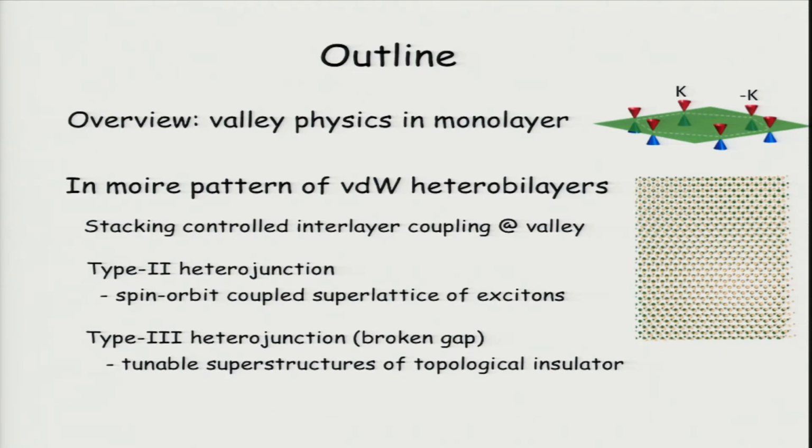So I will discuss two systems. One is when you have a type 2 heterojunction between the layers with a finite gap. In that case, I will discuss the quasi-particle of excitons, bound electron-hole pairs, and we have a spin-orbit coupled superlattice of excitons. You can also use an electric field to tune this band gap to the so-called type 3 heterojunction. In that case, you have band inversions, and these band inversions are also controlled by the stacking order, which then leads to a tunable superstructure of a topological insulator.